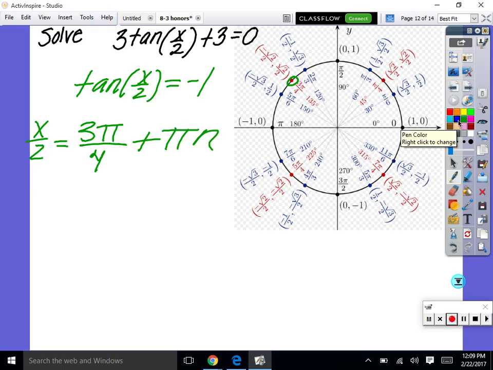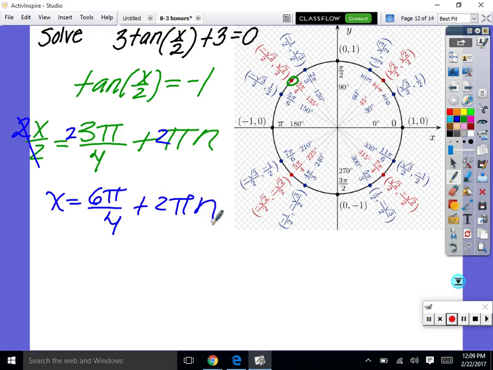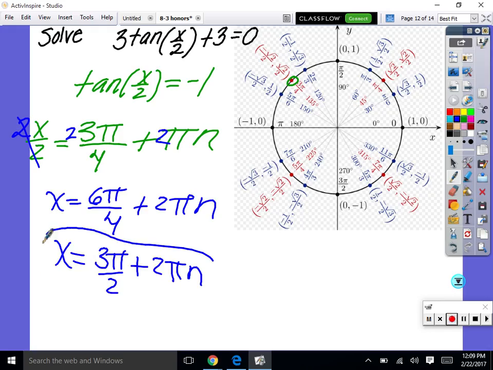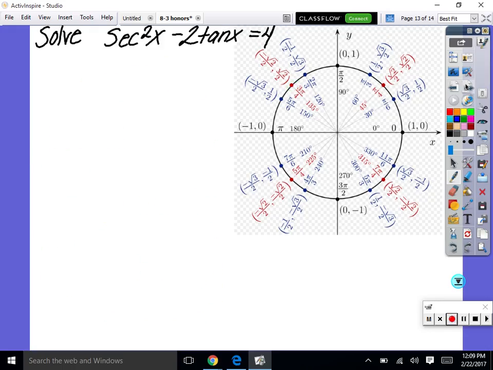So we multiply both sides by 2 times 2 times 2. So then x is alone. So x is equal to 6 pi fourths plus 2 pi n, which simplifies to be x is equal to 3 pi halves plus 2 pi n. So not any harder, just one extra step. And that is almost it. Last one, this is literally the last one.